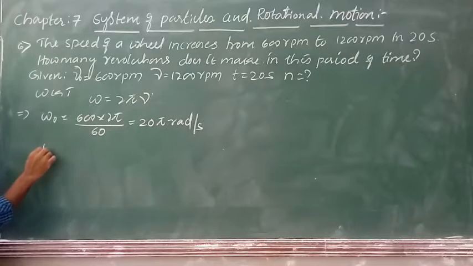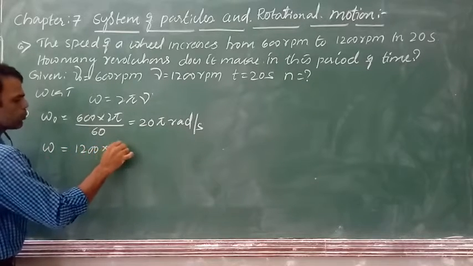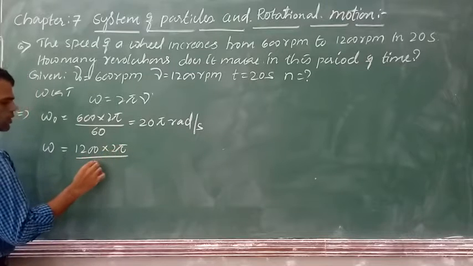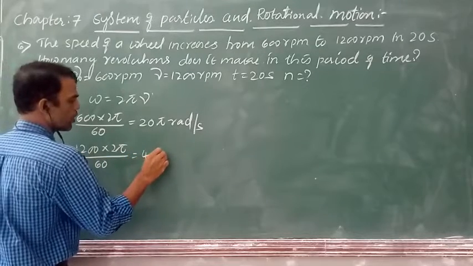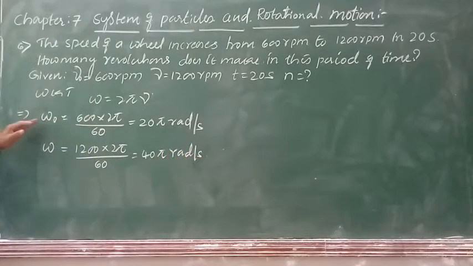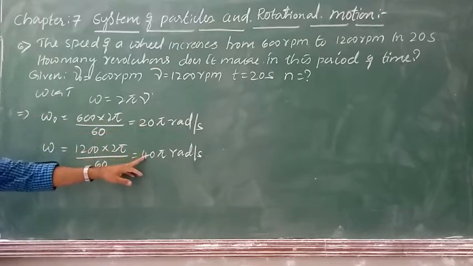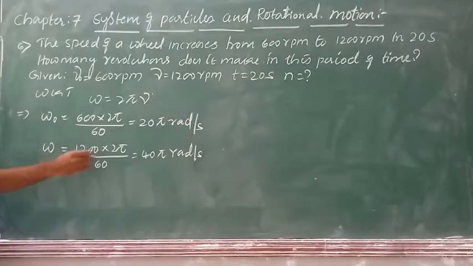Similarly, I will get the final angular velocity. Omega is equal to 1200 into 2 pi divided by 60, which is again double of the initial angular velocity, which comes out to be 40 pi rad per second. So the wheel changes its angular speed from 20 pi to 40 pi rad per second in 20 seconds. So I want to know what is the angular acceleration in this case.